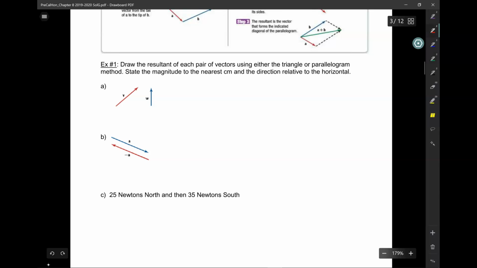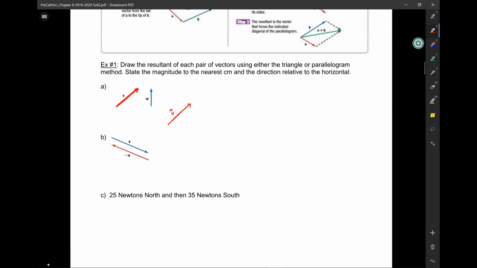So what you do is, it says to draw the resultant of each pair of vectors. So we're just going to draw the resultant here. This is vector V. We're going to reproduce it as best as we can here. So same direction here. That's not the same direction, so it has to go like that. Do you see how that's V? I just want to make enough space to add the W on top. So that's vector V.